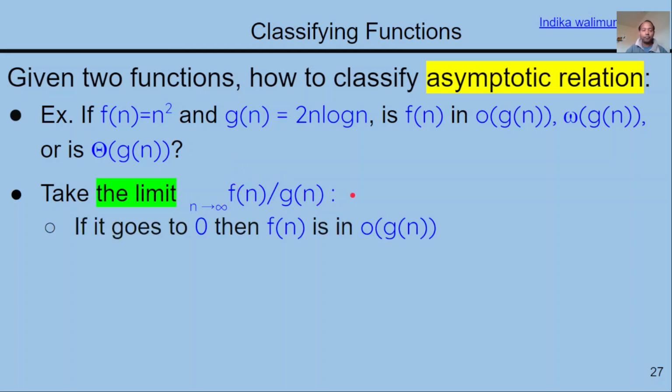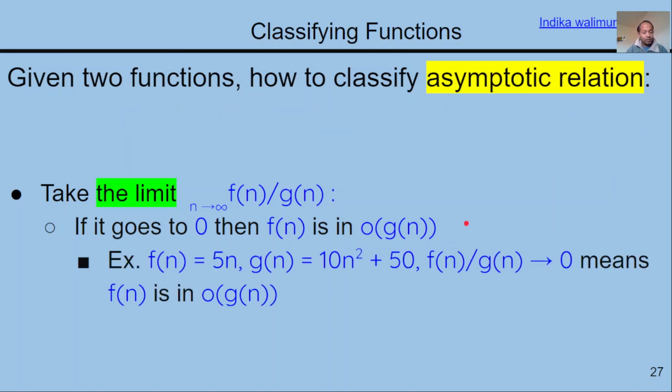And if that goes to 0, then Fn is in small o of Gn. Basically this limit goes to 0 means after some point n naught, Gn is always bigger than Fn. So the ratio goes to 0 when n goes to infinity, right? So then basically Gn is the upper bound because it is larger. So it's a small o of Gn.